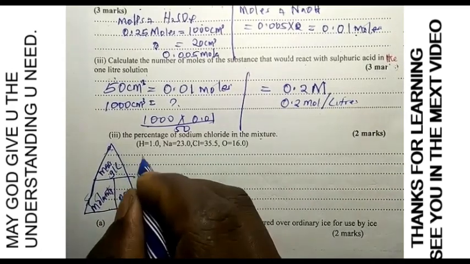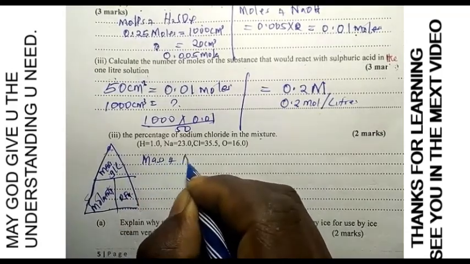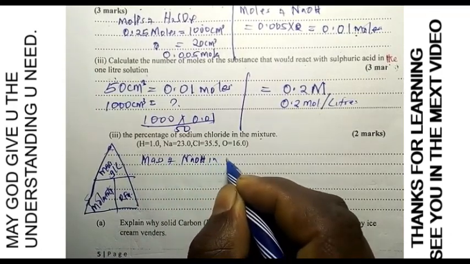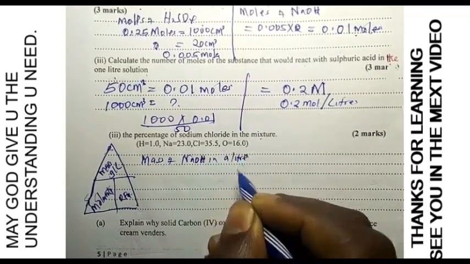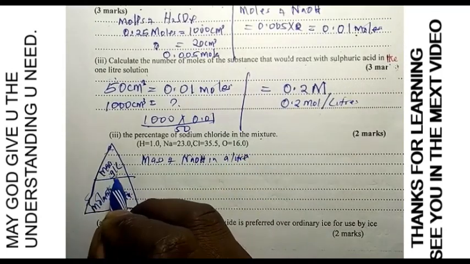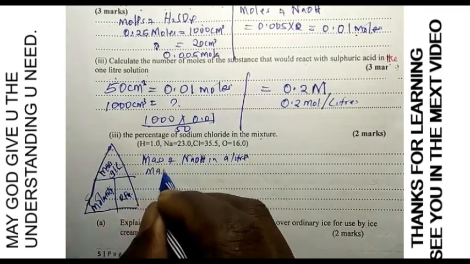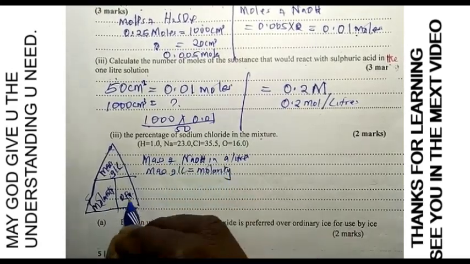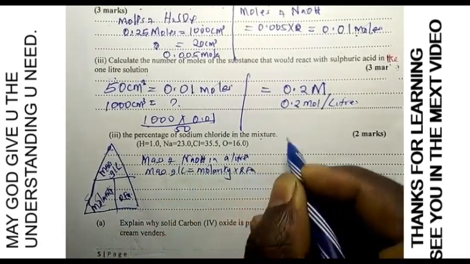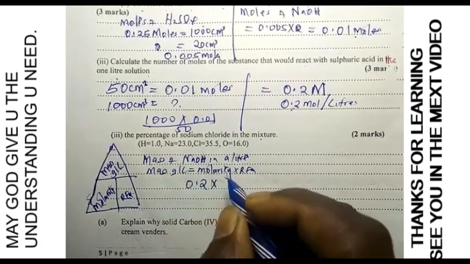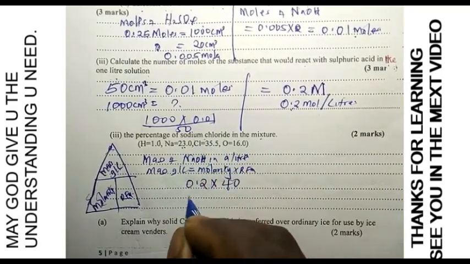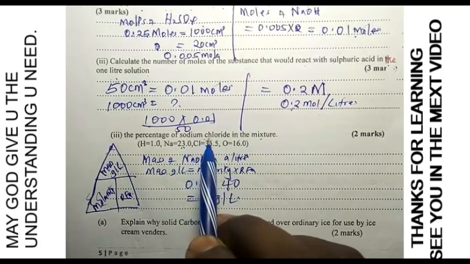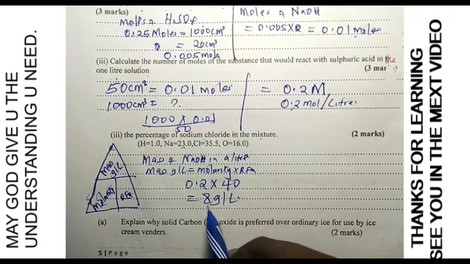So now I want the mass of sodium hydroxide in 1 liter first. How do we get that? Mass of sodium hydroxide in grams per liter is equal to molarity times RFM. Molarity we obtained here, which is 0.2, and the RFM of sodium hydroxide is 40. This one gives us 8 grams per liter. So it means that the sodium hydroxide in the mixture contained 8 grams.